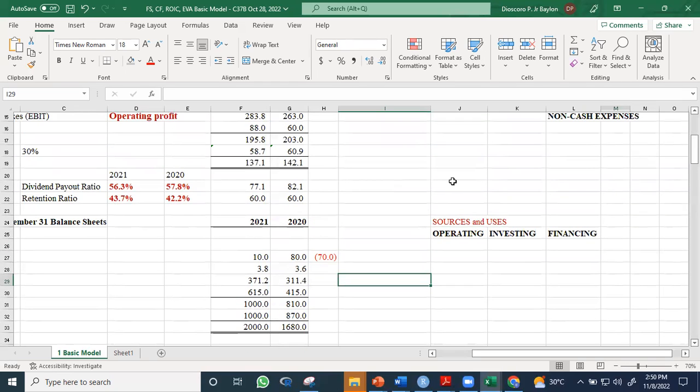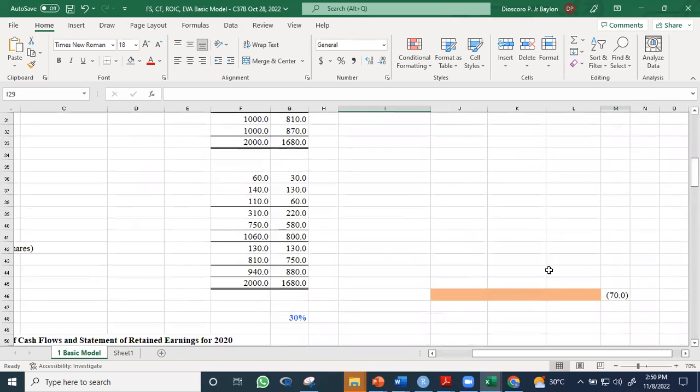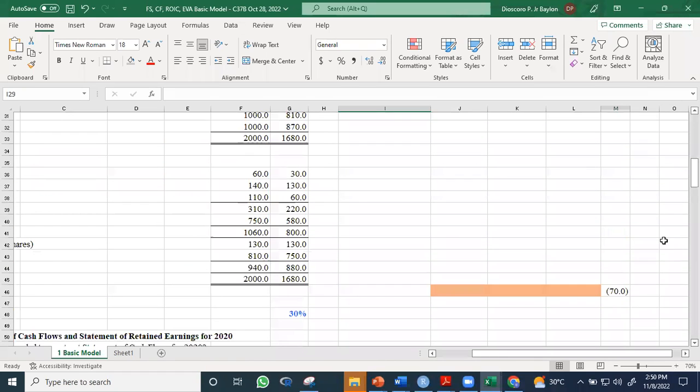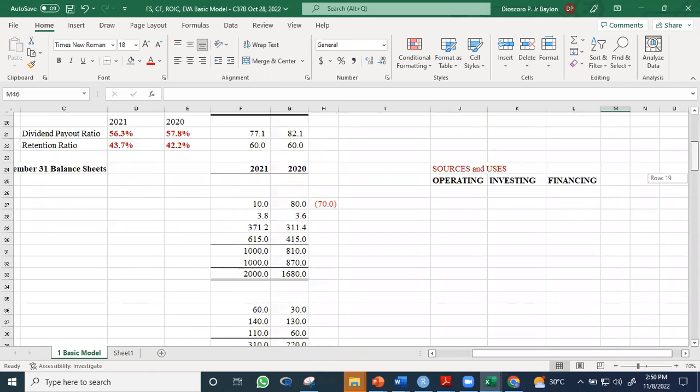So when we plot our template and add the operating cash, investing, and financing, then it should give us the total also negative 70. Okay, so let me pull this down. Then we're going to add this later and compare it with 70. Okay, so let's start.